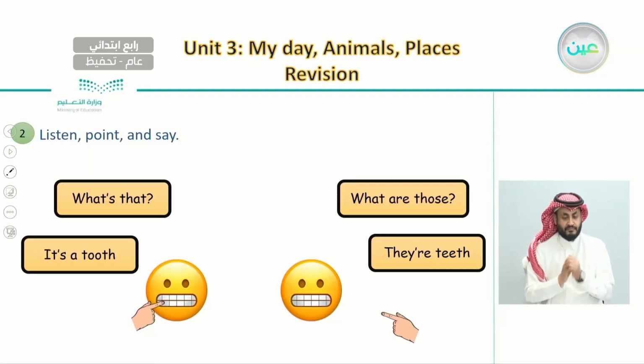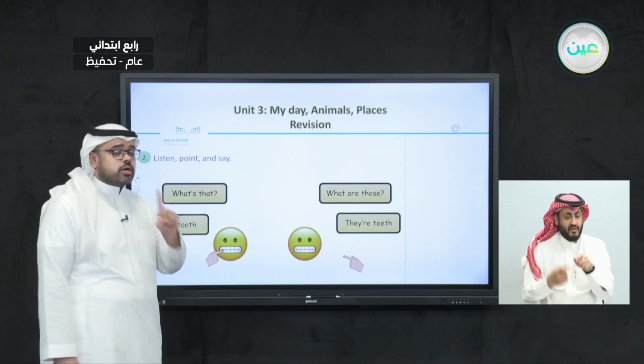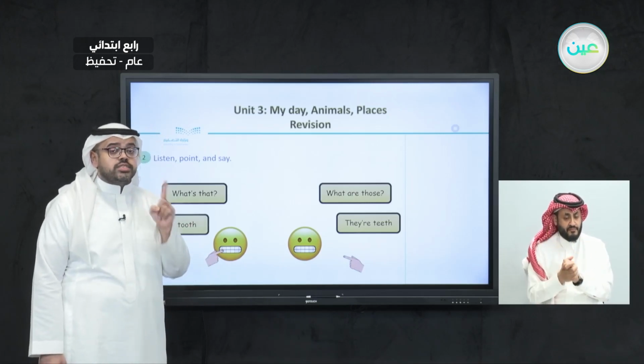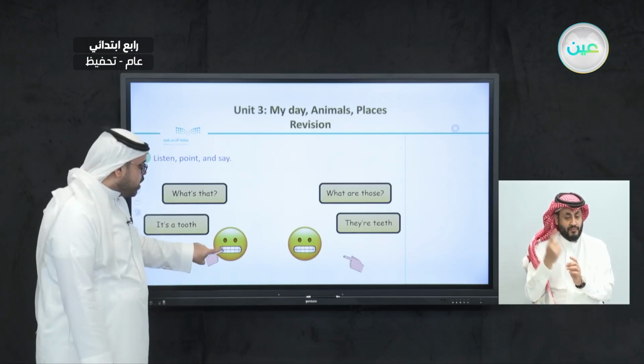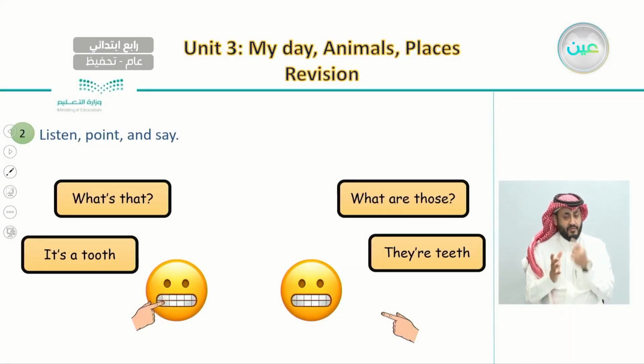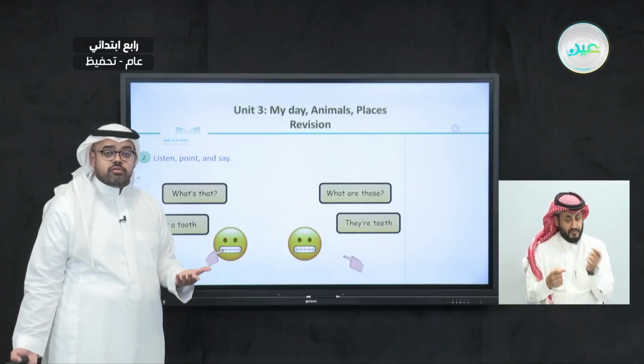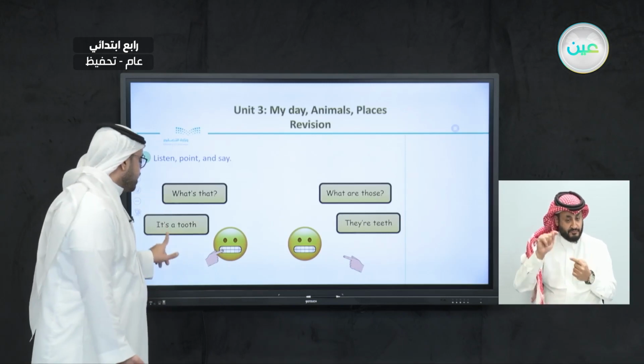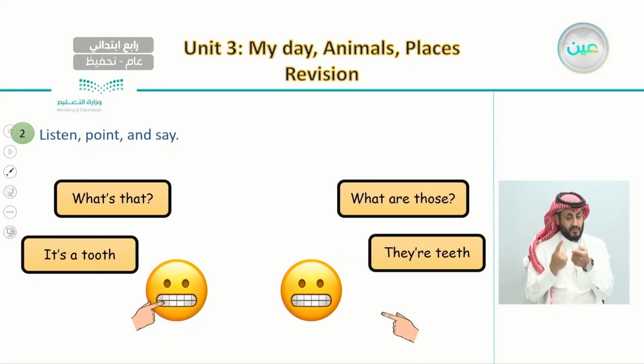So for example, have a look at these 2 pictures, and let's listen to the first question. The first question we have here is, what's that? And why do we use what's that? Because we are pointing at only one thing. And if we are talking about one thing, the answer must start with it's. It's a tooth. This is us asking about one thing.